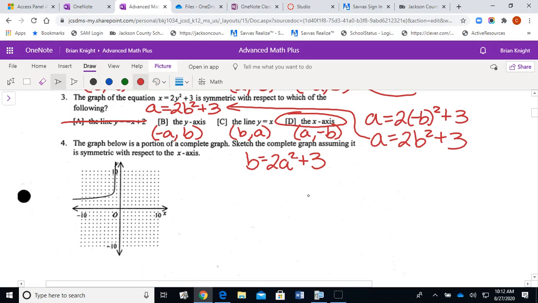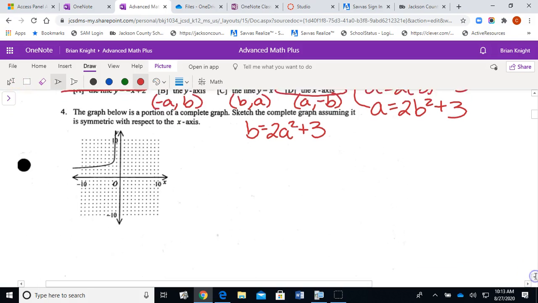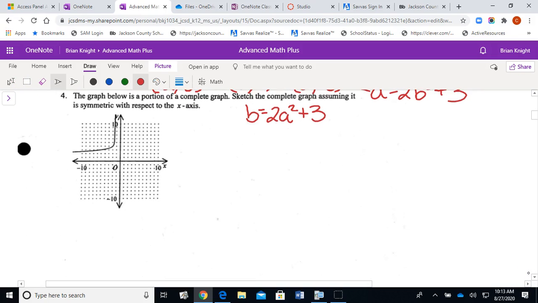Everybody good on those? All right. Moving on. Number 4. 4 and 5 are probably the easiest questions on the test, so be careful that you don't miss those.